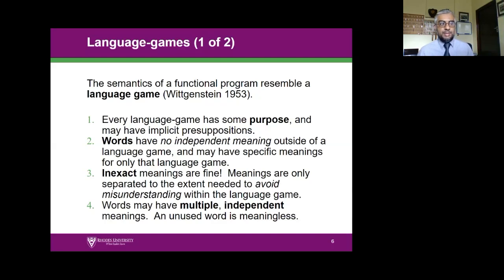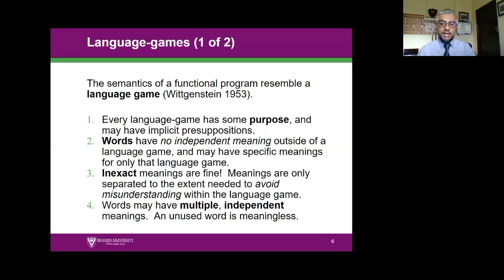Now, words have no independent meaning outside a game and may have specific meanings for only that language game. So for a parser, parse takes on a special meaning, so does stream, and so on. And inexact meanings are fine. Meanings are only separated to the extent needed to avoid misunderstanding.